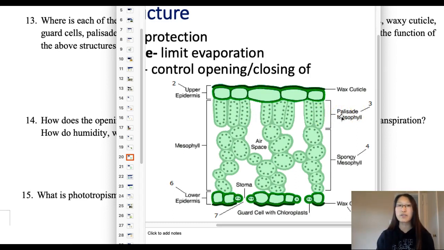It does most of the photosynthesis for plants. And then we have the Spongy Mesophyll, which is the other part of the mesophyll. We call it spongy because there's a lot of airspace. This airspace allows the exchange of gas.